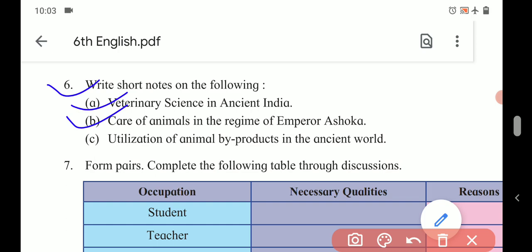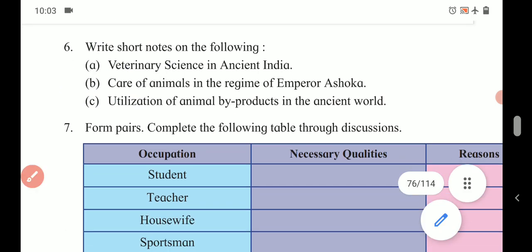Next one, utilization of animal byproducts in the ancient world. It is there in the second part only. Utilization of animal byproducts was also done wisely by our ancestors. Conversion of milk into butter, ghee, curd, khoa, etc. was a common practice. Chicken was utilized for its meat, while sheep was utilized for its wool. So in this way you can write the answer.